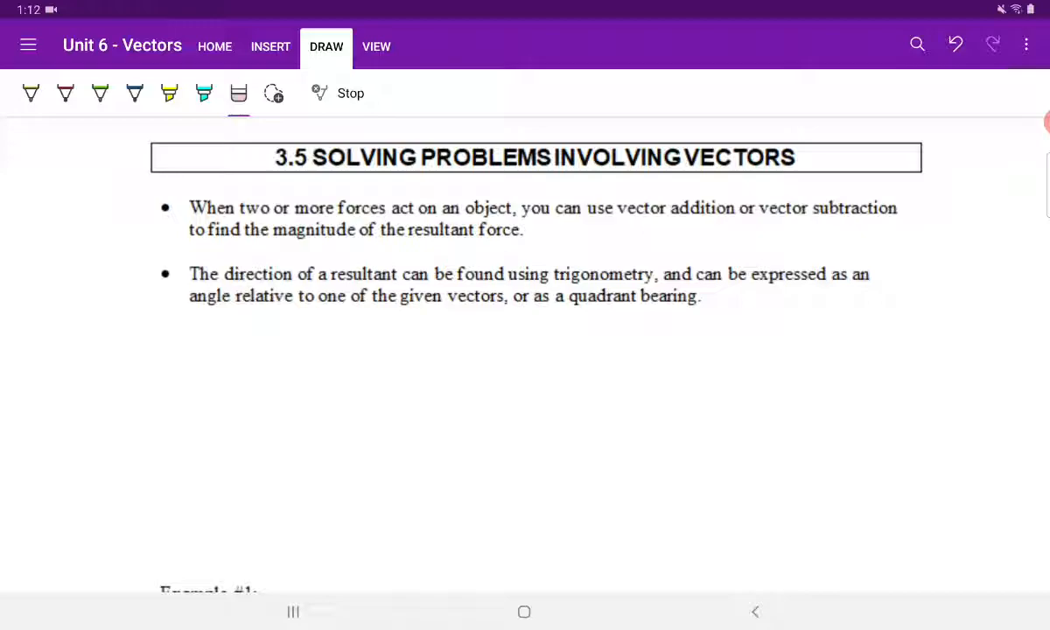The angle can be expressed relative to one of the given vectors, or as a quadrant bearing. But I'm going to be looking to do this as a quadrant bearing in all of my questions. So I'm going to be challenging you to find the quadrant bearing and not just the angle relative to another vector. Okay, so just to recap, adding two vectors.